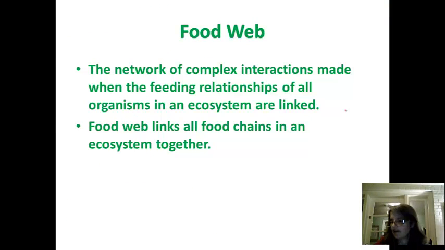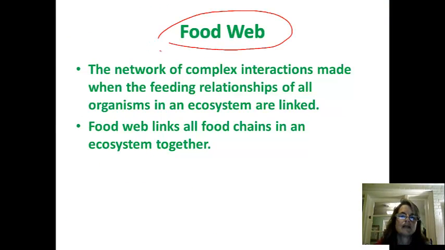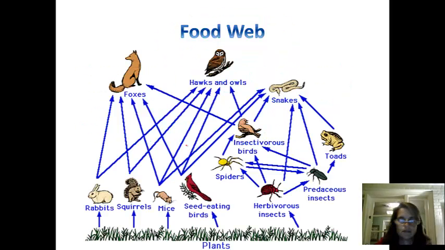All right. Now, a food web is a bit of a more realistic depiction. It's not just this one little food chain, but it is a network of all the complex interactions and all those feeding relationships that are linked together in an ecosystem. So usually, thank goodness, it's not just one straight chain, because that could easily get disrupted, but a food web links all those food chains in an ecosystem together.